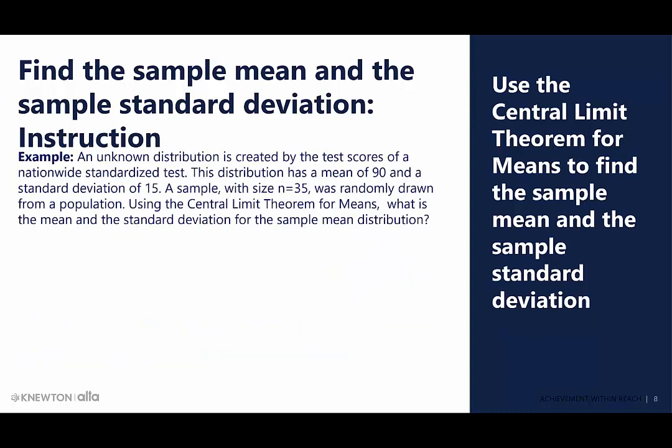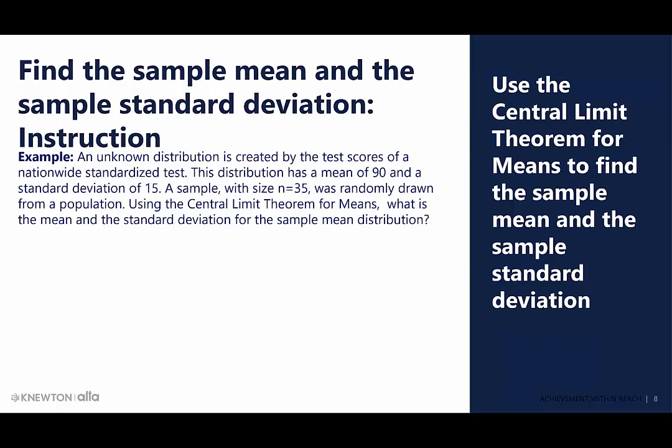Here we go. We have an unknown distribution created by the test scores of a nationwide standardized test. The distribution has a mean of 90 and a standard deviation of 15. A sample size of n equals 35 was randomly drawn from a population. Using the central limit theorem for means, what is the mean and the standard deviation for the sample mean distribution? Okay, so all they want us to do here is find the mean and the standard deviation of the sample mean distribution.